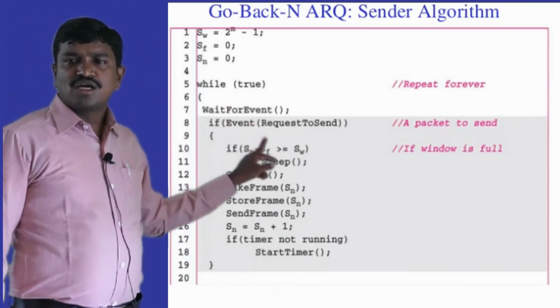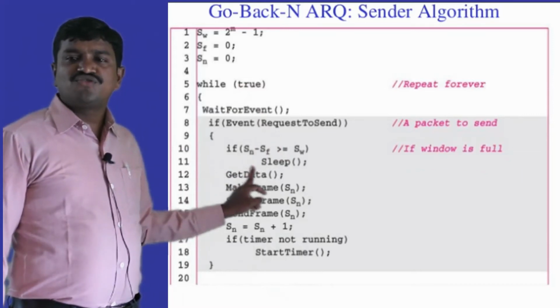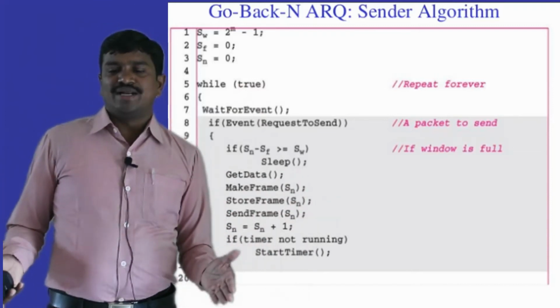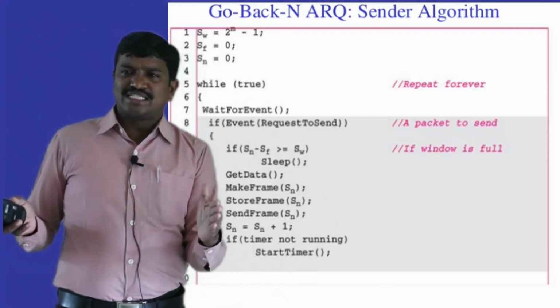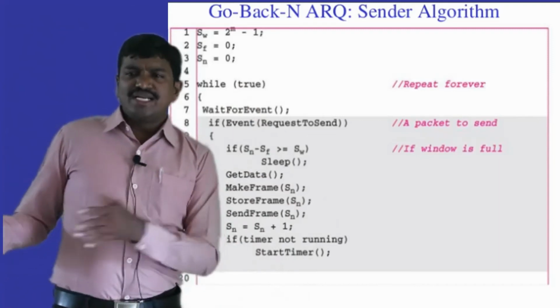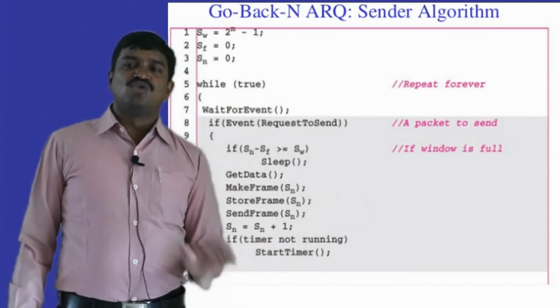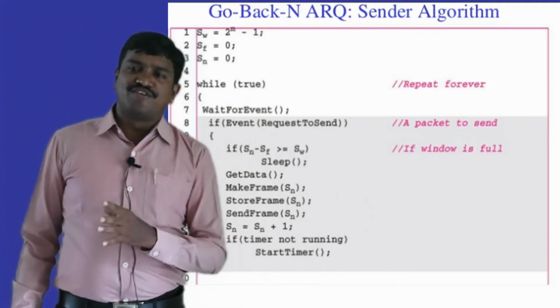When a request comes from the network layer, the sender first checks whether the window is full or not. If the window is full, then we are not supposed to send. Let us say we have already sent all the frames. The size of that window is, let us say, 15. We have already sent 15 frames and are waiting for acknowledgements. No acknowledgement has been received so far, so we are waiting for the acknowledgements for all 15.